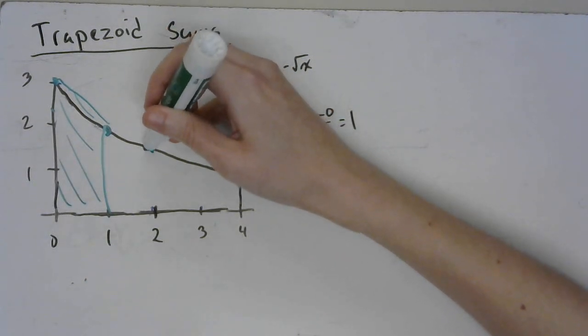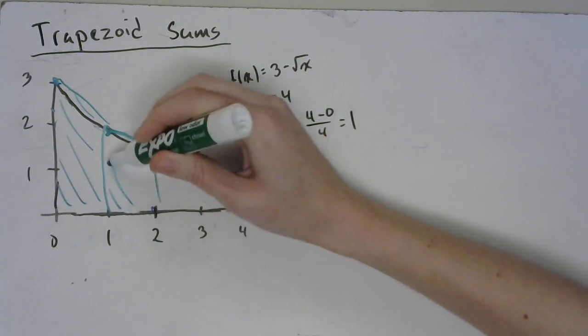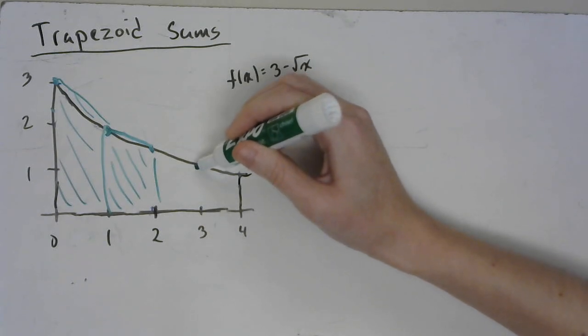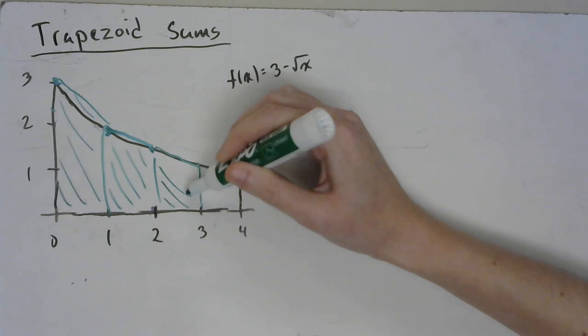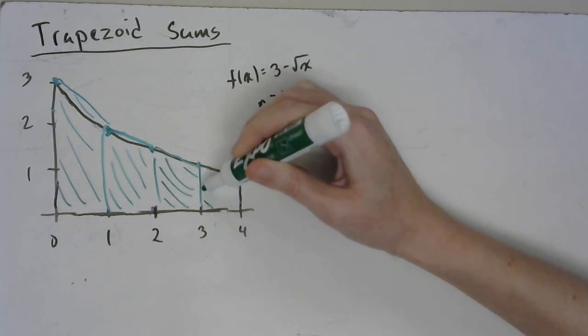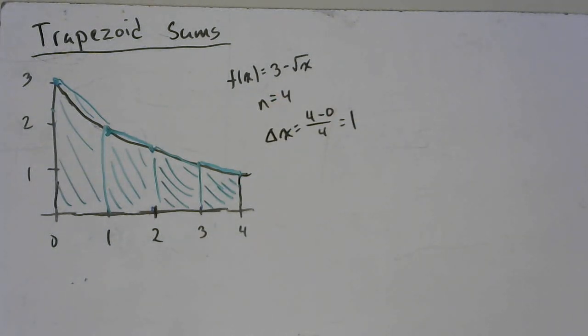I can do that for my second interval. Connect those 2 points. Make a shape like that. Keep on going. Connect that pair of points. Looks like that. And connect that pair of points right there. So I'm going to be using these shapes to approximate my area.